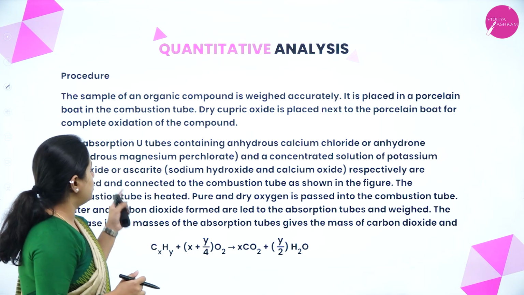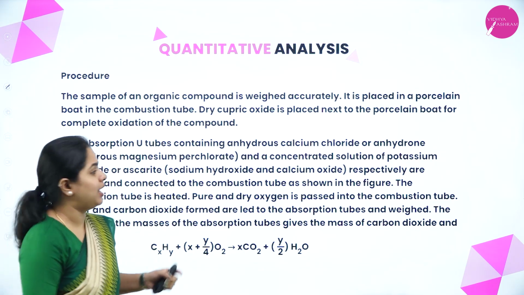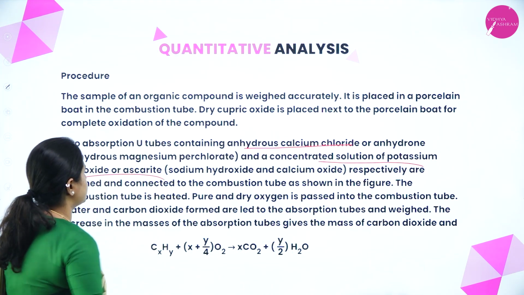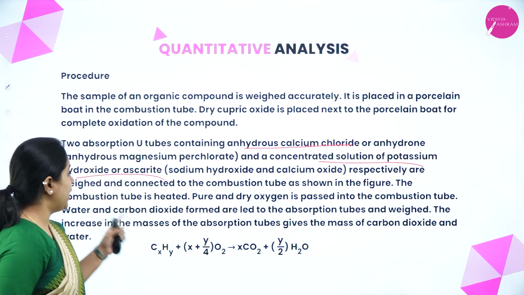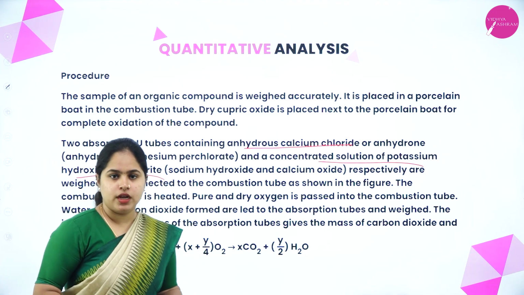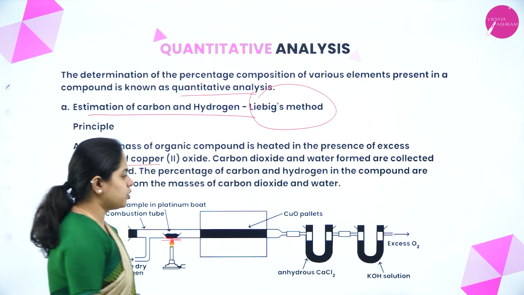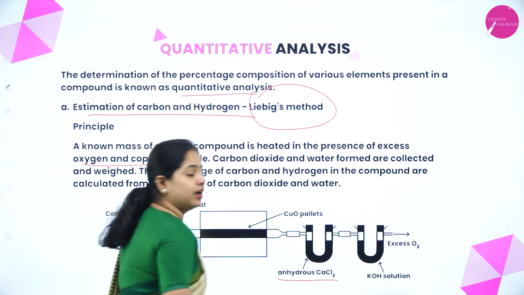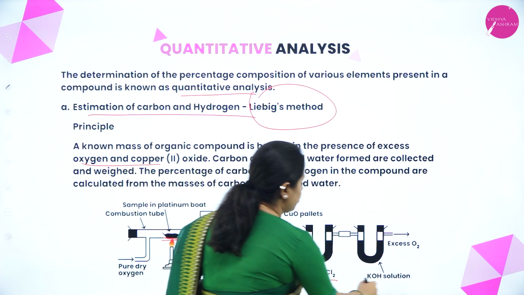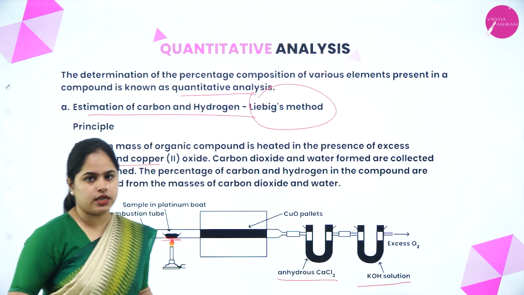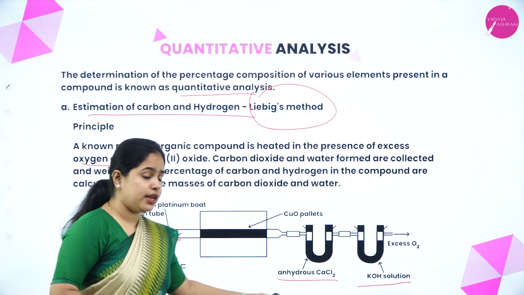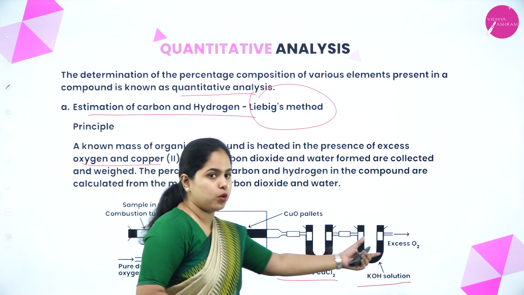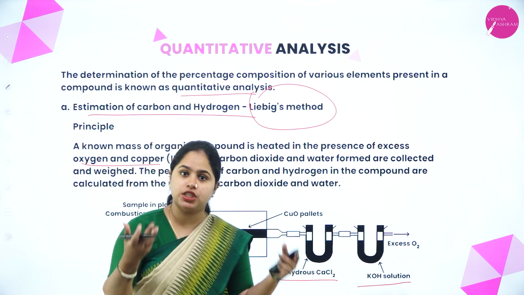Now, two adsorption U tubes containing anhydrous calcium chloride and concentrated solution of potassium hydroxide respectively are weighed and connected to the combustion tube, right? So, this part is clear. Now, as you can see, there are two U tubes present here. One contains anhydrous calcium chloride and the other U tube contains potassium hydroxide solution, right? So, before fitting it with the apparatus, you have to measure it, right?